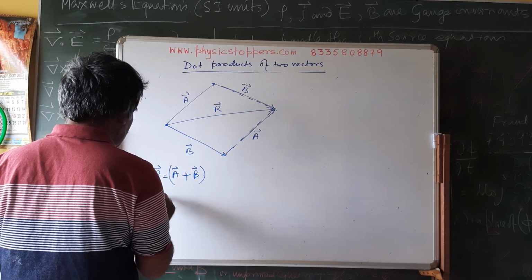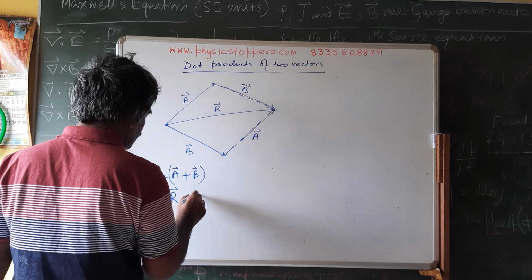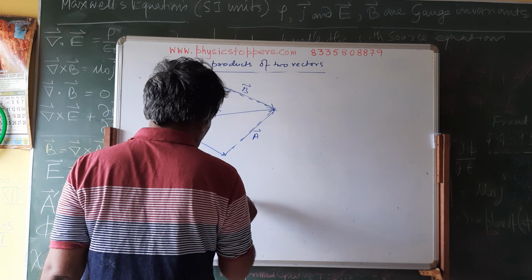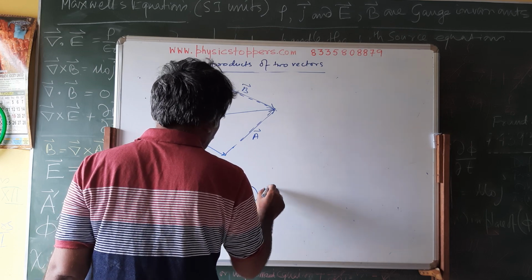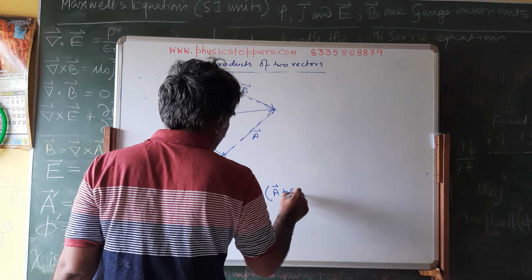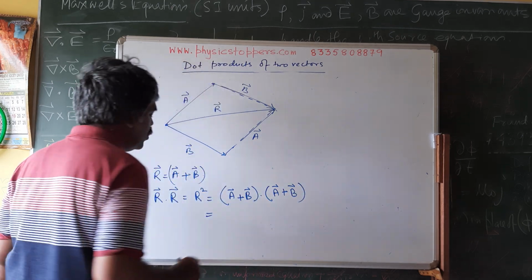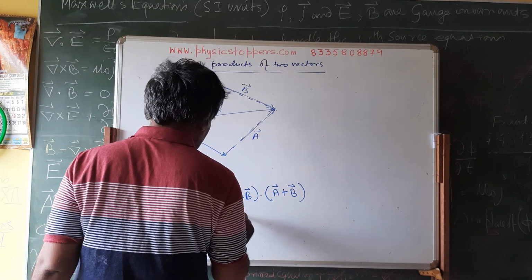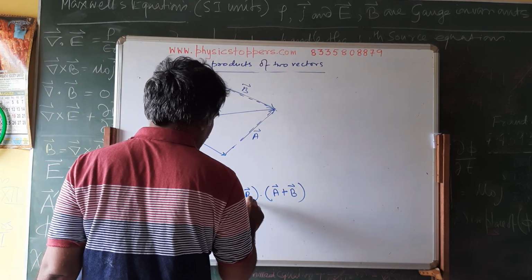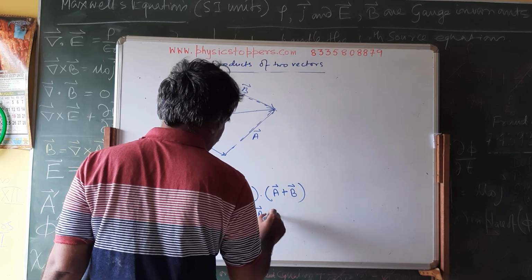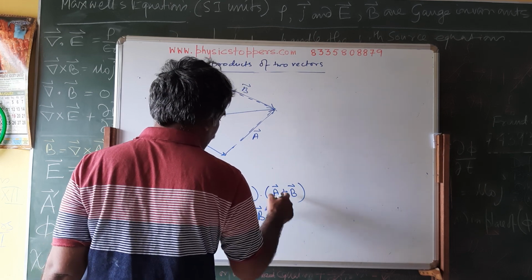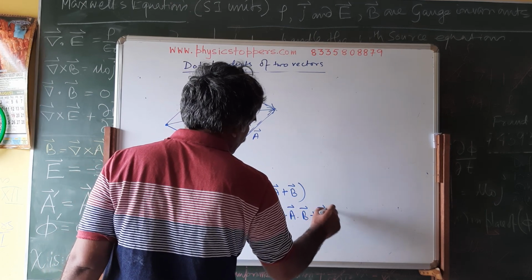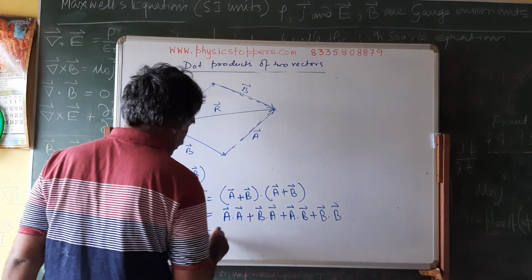So what is R dot R? That is R square. So that is A plus B dot A plus B, right? Now, see, if you expand this, A dot A plus B dot A plus A dot B plus B dot B. Now, what is A dot A?